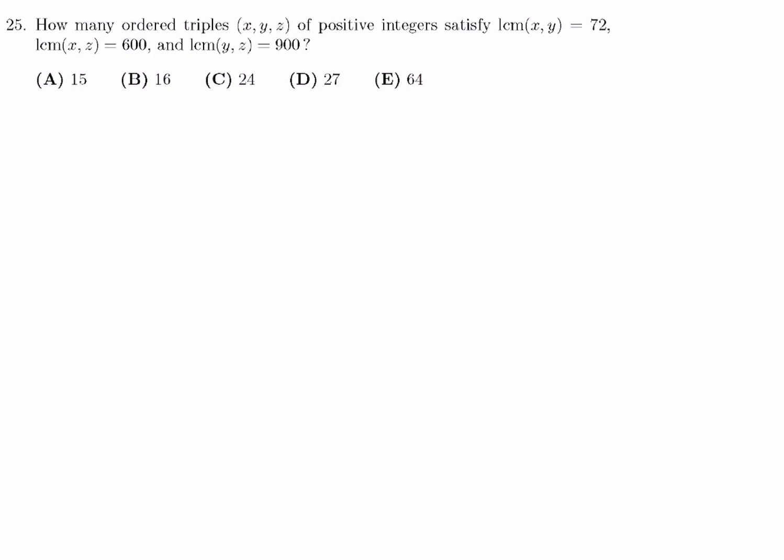How many ordered triples xyz of positive integers satisfy LCM of xy is 72, LCM of xz is 600, and LCM of yz is 900? We are given a few clues. Lowest common multiple, or least common multiple, whichever way you'd like to say it, is 72. So I'm going to break this up into its prime factors. I think that will be most helpful for us. 72 is 2 to the power of 3 times 3 squared.